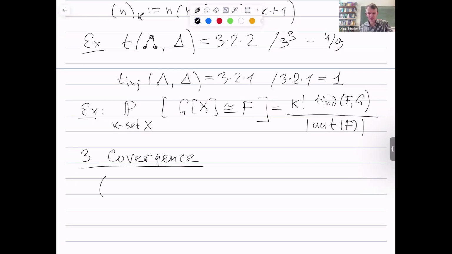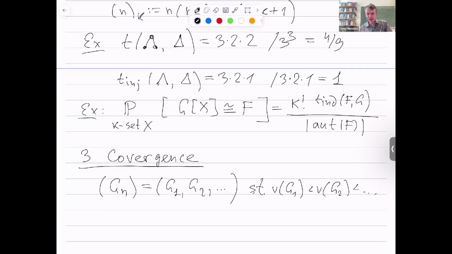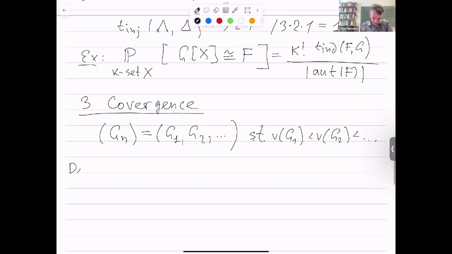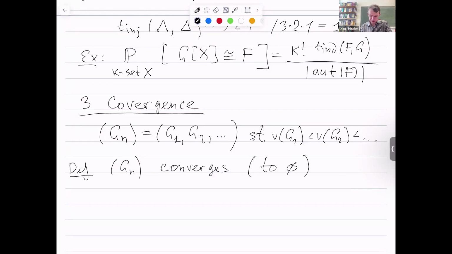And then a sequence will be convergent if these statistics converge for every F. So when I write Gn, I mean just some sequence of graphs indexed by integers. And maybe to avoid some technicalities, I always assume that the number of vertices increases. So whenever I write a sequence Gn, it means a sequence of graphs with a larger and larger number of vertices. And then a definition: a growing sequence of graphs converges, and this limit object I'll denote phi, which will be clear in a moment.